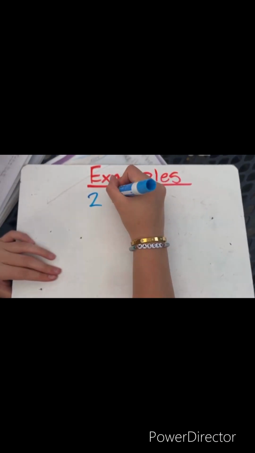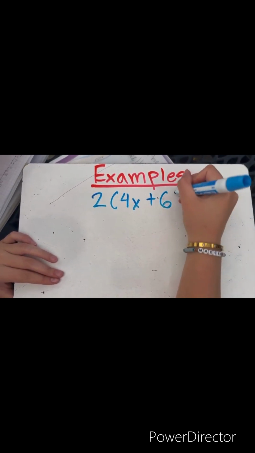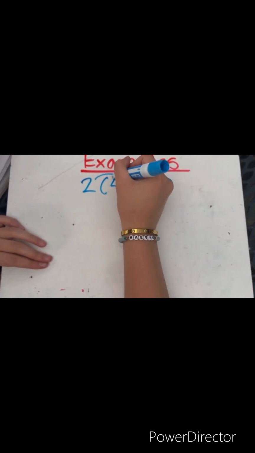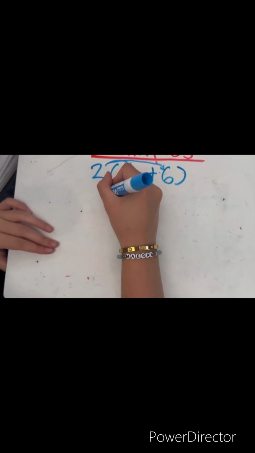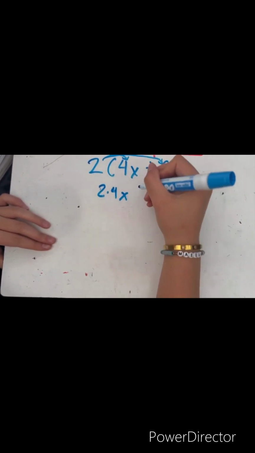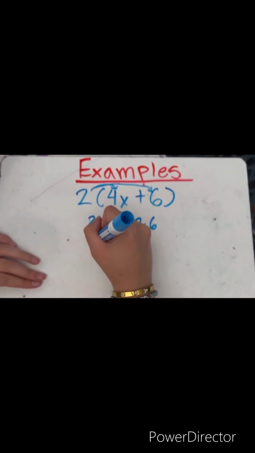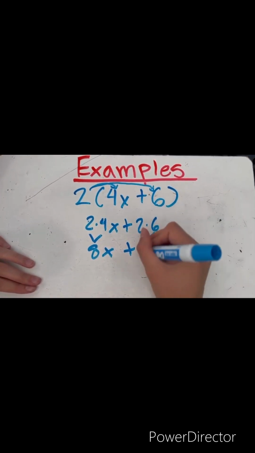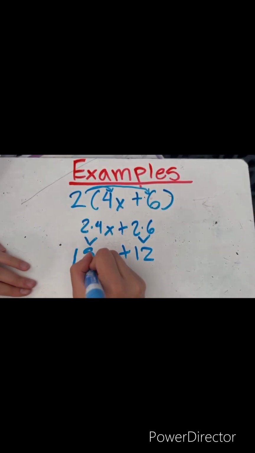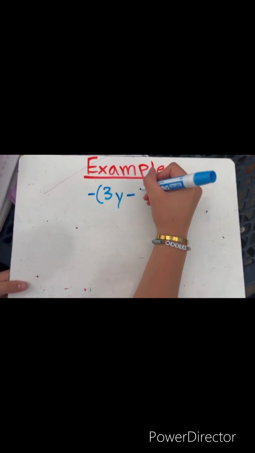Here is an example of using distributive property over addition. You can also use the distributive property with a negative symbol outside of the parentheses.